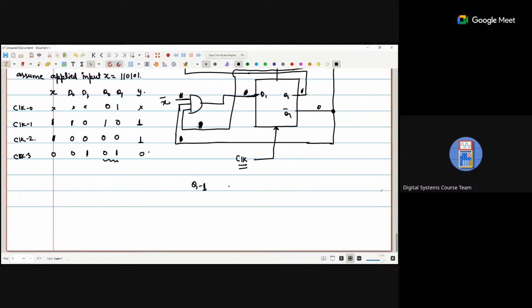So this is the one question. Question 1, output in terms of Q naught Q1. So that is 0, 1. Question 2, the output in terms of Q naught Q1 by output Y. So that is 0, 1 oblique 0. Question 3, state diagram.